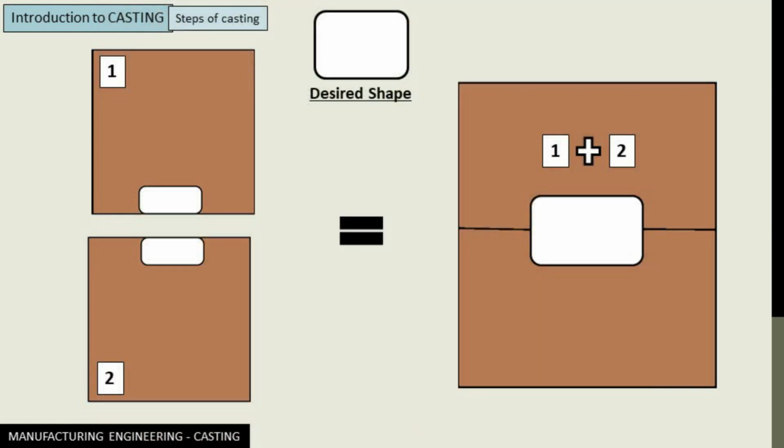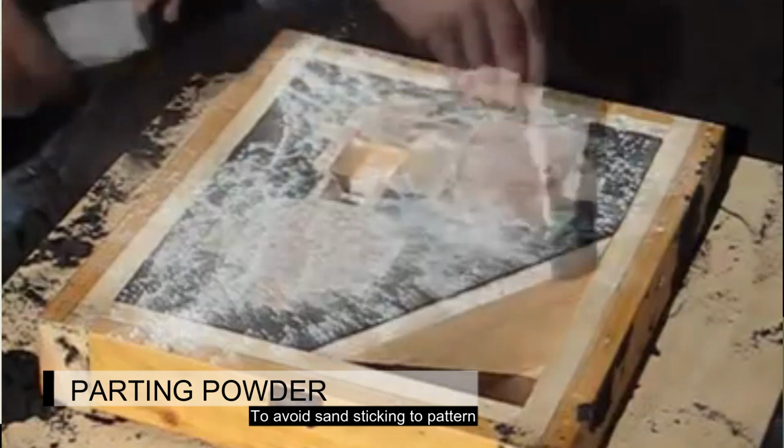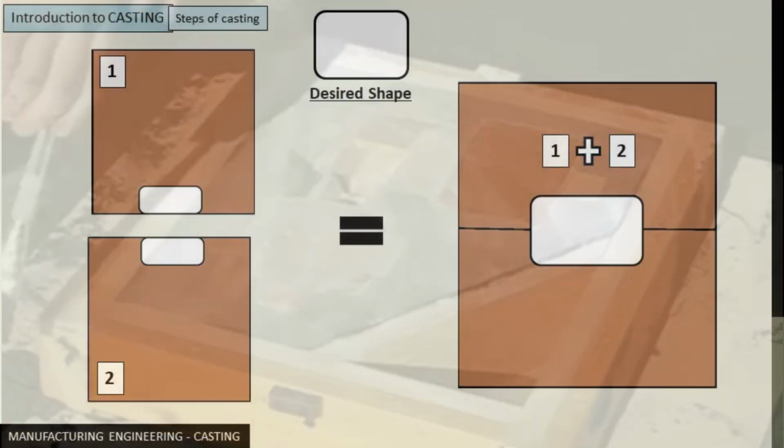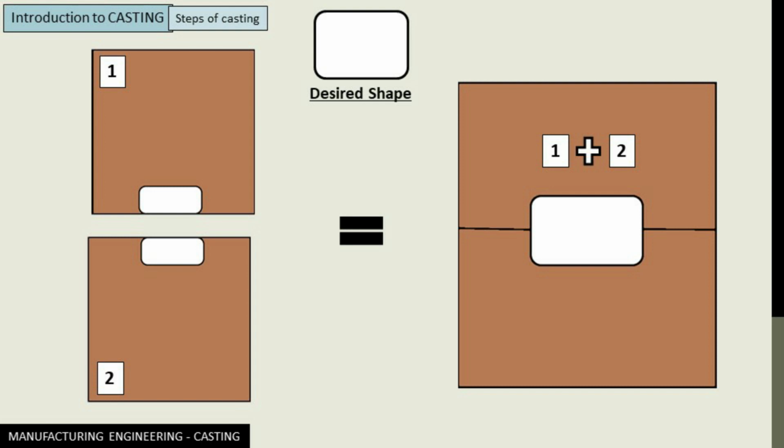So basically we are using two flasks, carrying on the same process of ramming, same process of putting sand, and same process of taking out the pattern. Now you will ask, doesn't sand stick to the pattern? Yeah, sand will stick, but for that, a parting powder is applied over the pattern so that when we are removing the pattern, sand will not stick to it and it will not break or destroy the mold.